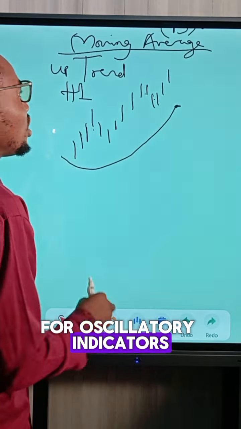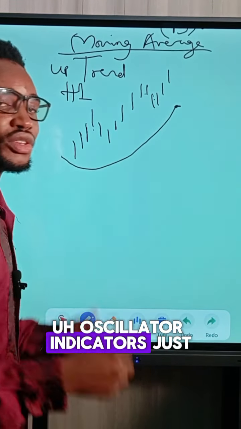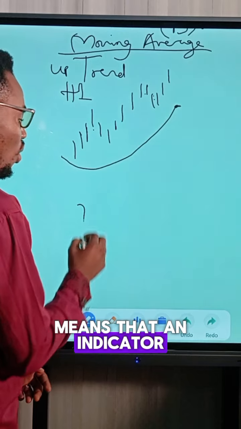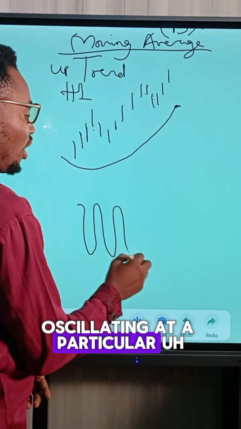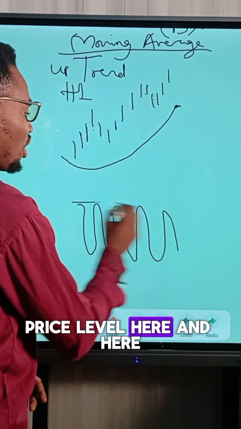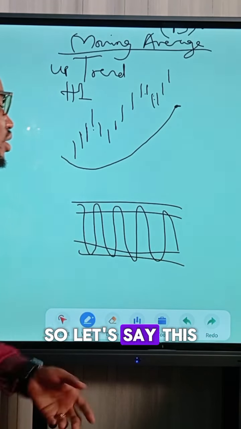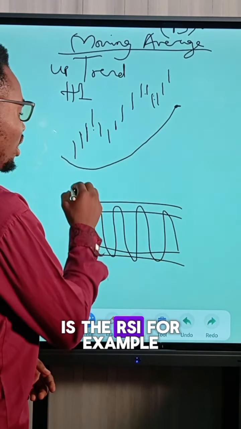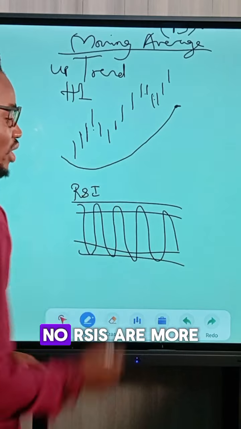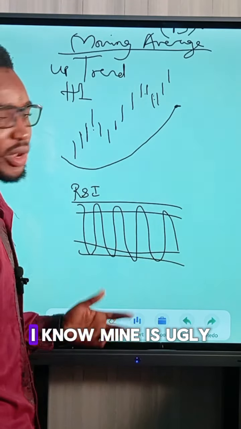For oscillatory indicators, it just means an indicator oscillating at a particular price level here and here. This is what oscillatory indicators are. So let's say this is the RSI, for example. No, RSIs are more beautiful than this. I know mine is ugly.